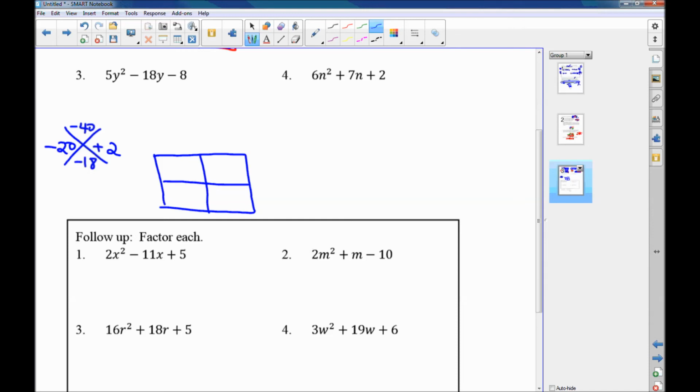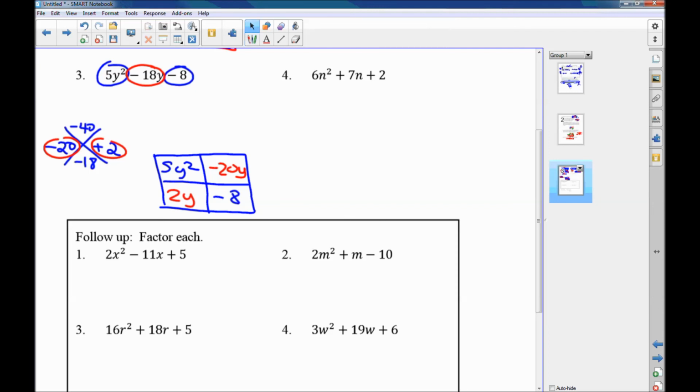All right, we have 5y squared. This term goes in the top left. Negative 8 goes in the bottom right. And then we take our two middle terms, so negative 20y and positive 2y. They come from these two entries, and they need to add up to that negative 18y. So we have to put y's with them.